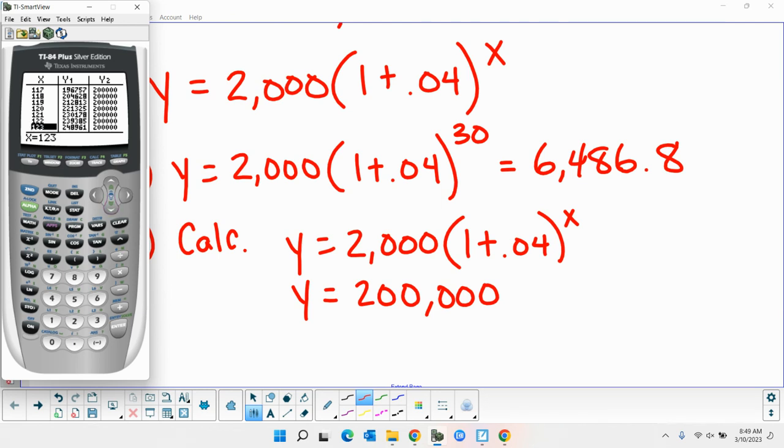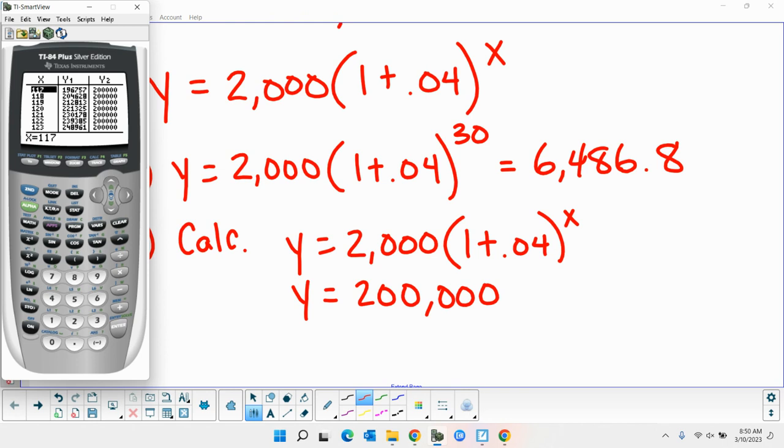Oops. Now it keeps going. What was it? 117? See, that's what happens. If I hit this too fast, it goes a little crazy for me. You guys can. So it's almost 197,000 there, and it's 200 and almost 205. So 197 is a little closer. So I went with 117 minutes.